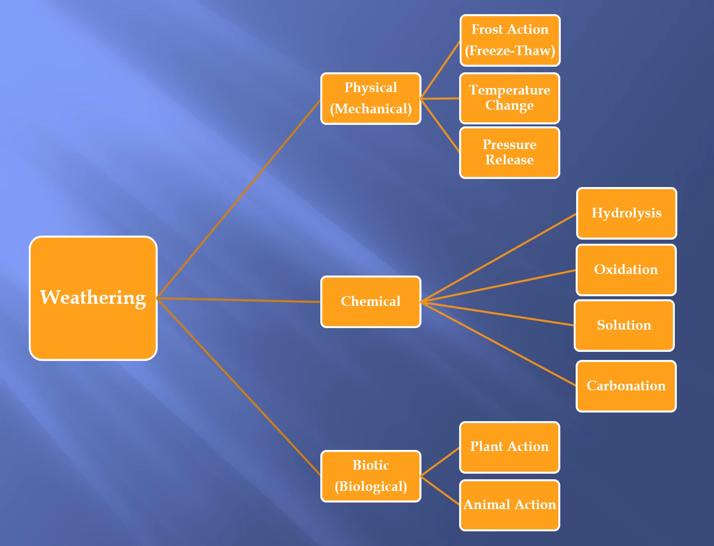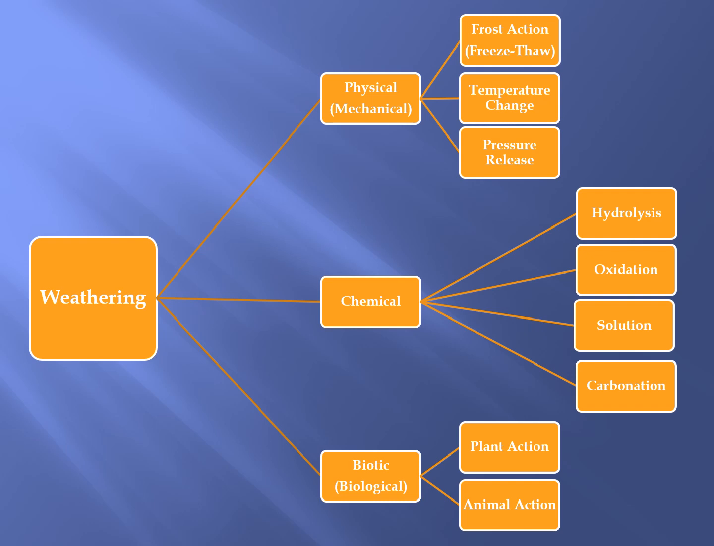Then now we go into the other part of weathering. What are the three types of weathering? There are three types of weathering: physical, otherwise known as mechanical. And in mechanical or physical weathering, we have three processes that we are going to be focused on: frost action, otherwise known as freeze-thaw, temperature change, and pressure release.